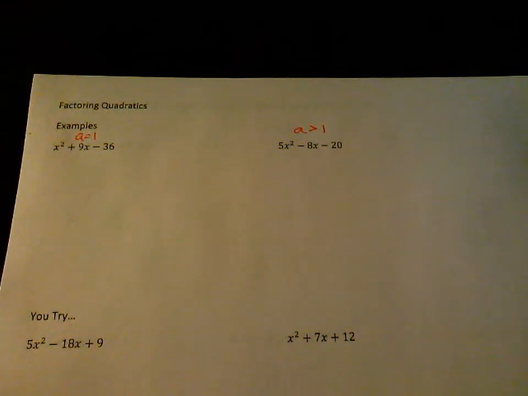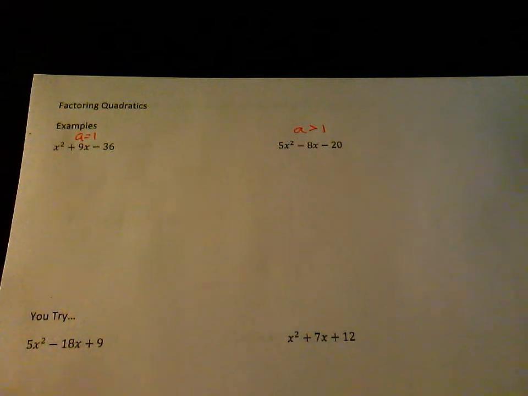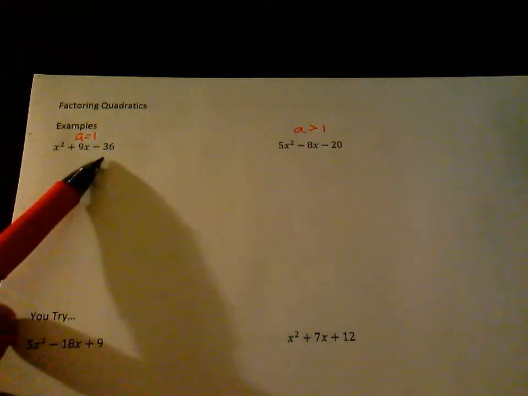Okay, so this is how you factor quadratics. This is when a equals 1, and this is when a is bigger than 1. That means that this has no front number, and this does have a front number. That's all that means. Okay, step 1, we're going to look at this 36.